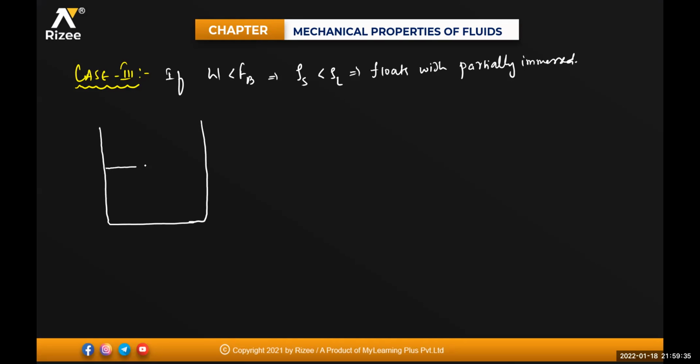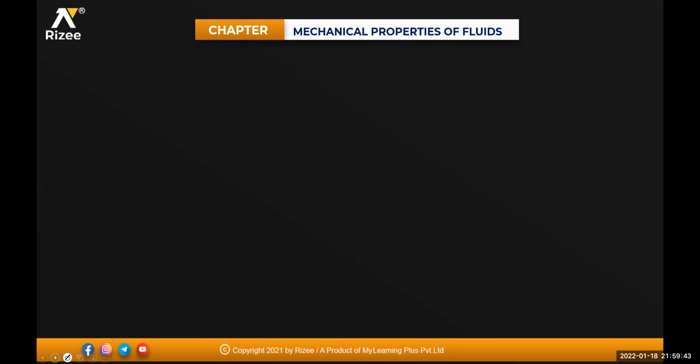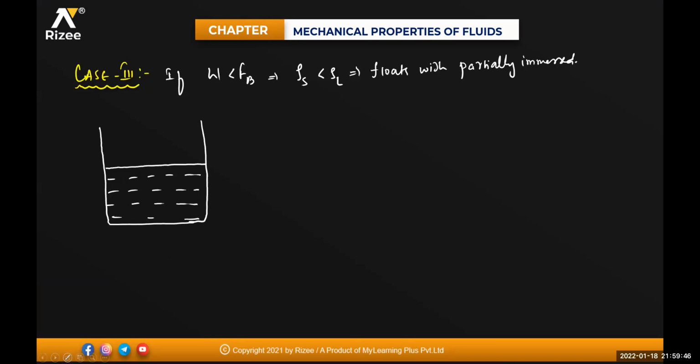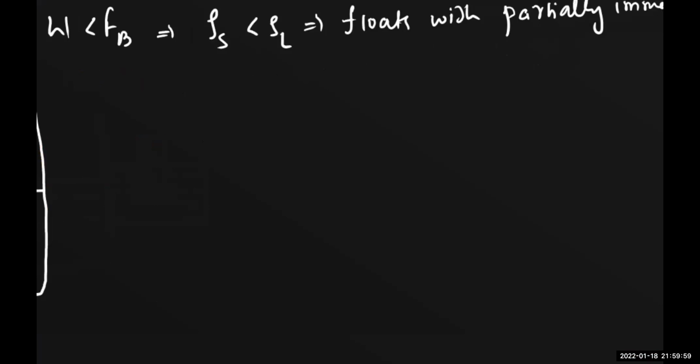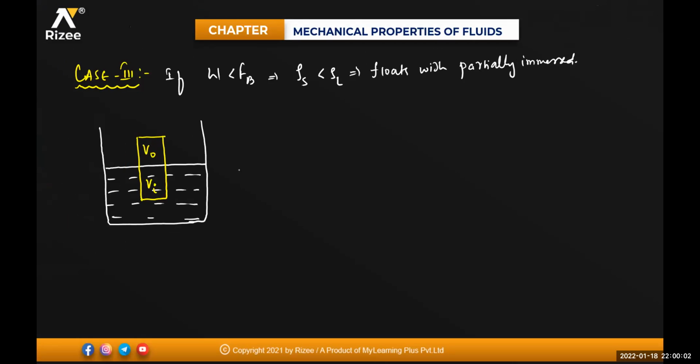Like, say there is a liquid filled in this container up to a certain height. Now in this one, a certain body is there like this. This is volume outside, this is volume inside, Vi. So in this case, the weight of your body W will be equal to your buoyant force. This is the condition for floating.